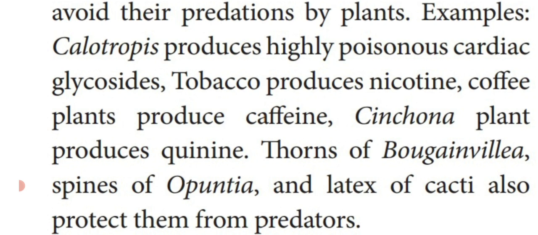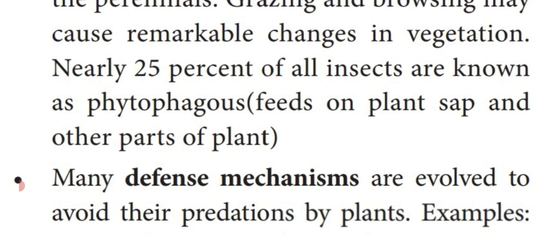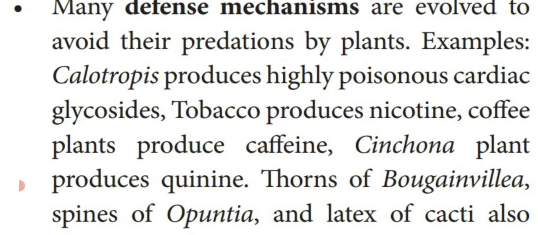And the 1 mark questions: Calotropis produces poisonous substance, dash, cardiac glycosides. Tobacco produces dash, nicotine. Coffee produces caffeine. Cinchona plant produces quinine. Then the modified forms of bougainvillea, that is thorns, the spines of opuntia and latex of cacti are the modified forms of defense mechanism. Dear students, I hope you have all understood the different examples of predators and their defense mechanisms.